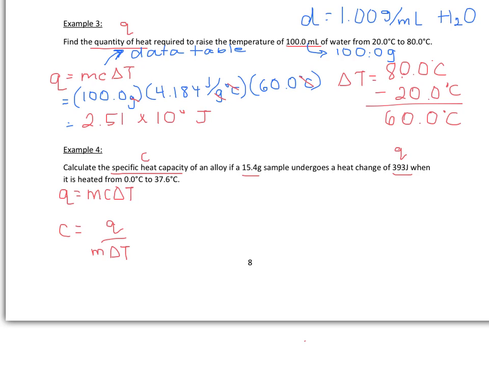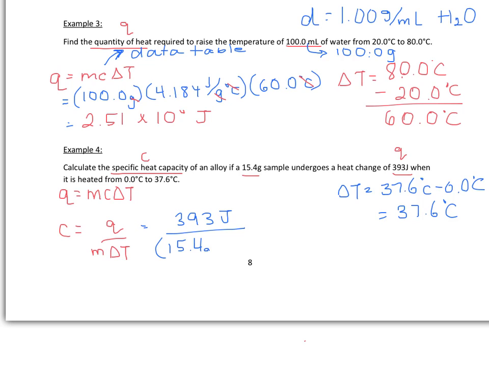Off to the side, I will calculate delta T. Very simple. 37.6 minus 0 to give me, again, 37.6 degrees Celsius. Therefore, Q is 393 joules, a mass of 15.4 grams, and a delta T of 37.6 degrees Celsius. All of these numbers have 3 significant figures, so my answer will have 3 significant figures as well. And this gives me 0.679 joules per gram degree Celsius, which is what I would expect for the units on specific heat capacity.